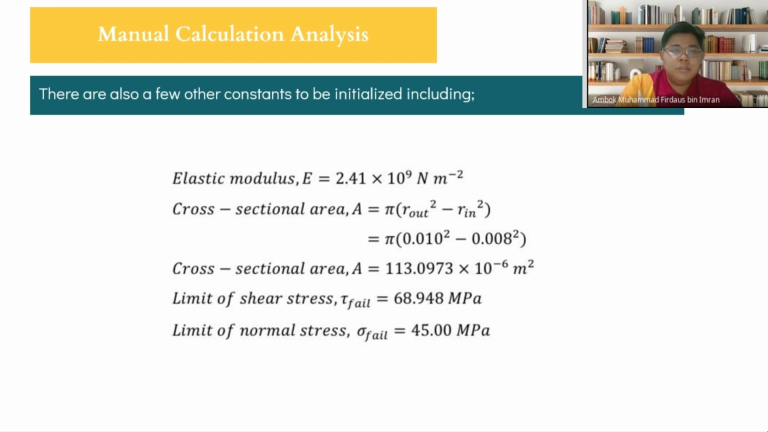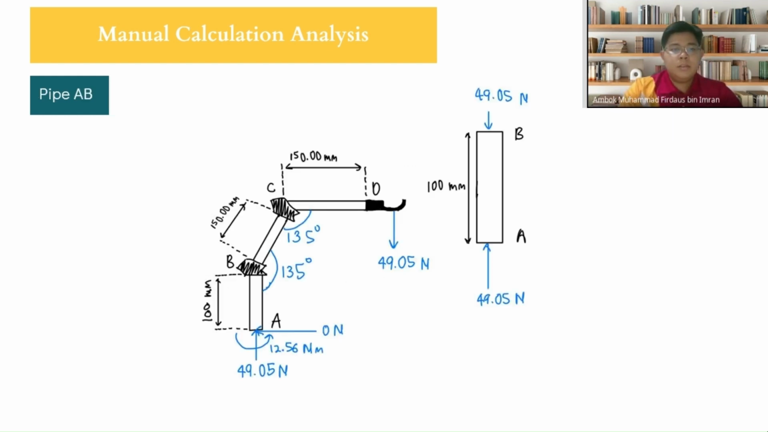However, we did some research and found out that a PVC pipe, similar to the material that we use in our robotic arm, has a shear stress limit of 68.948 megapascal and a normal stress limit of 45 megapascal.